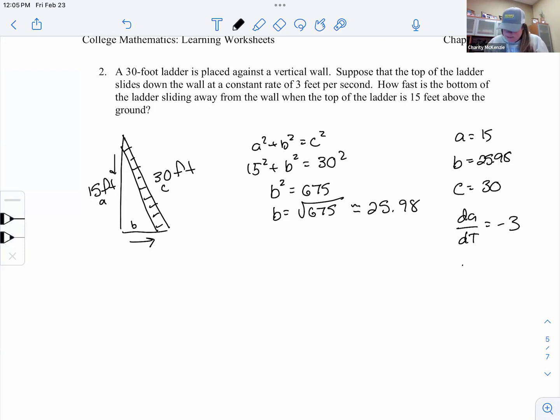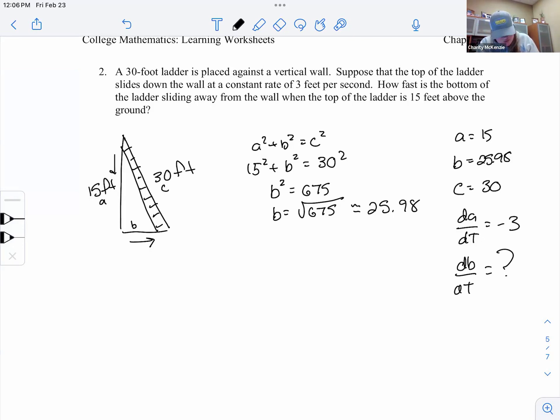Okay, what about dB/dt? That's going to be the B we're shoving out. Isn't that what we want to know? Yeah, this is what we want to know. We want to know at what rate that's sliding out. How many seconds till I smash the ground?